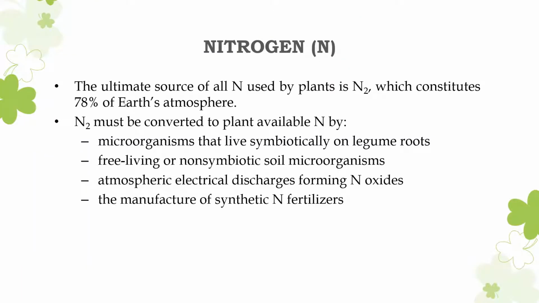Nitrogen constitutes about 78% of the Earth's atmosphere and exists in the form of nitrogen gas. These nitrogen gases must be converted to plant available nitrogen through the microorganisms that live symbiotically on the legume roots, or by the free-living or non-symbiotic soil microorganisms. It can also be converted into plant available nitrogen through atmospheric electrical discharges forming nitrogen oxides, and also from the manufacturing of synthetic nitrogen fertilizers.